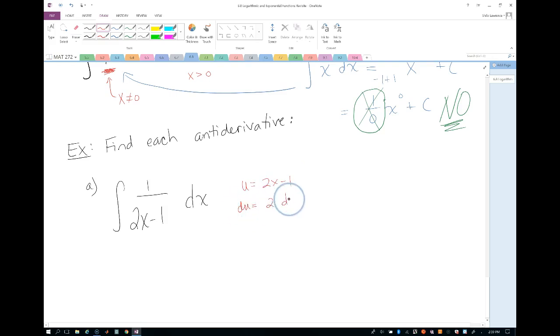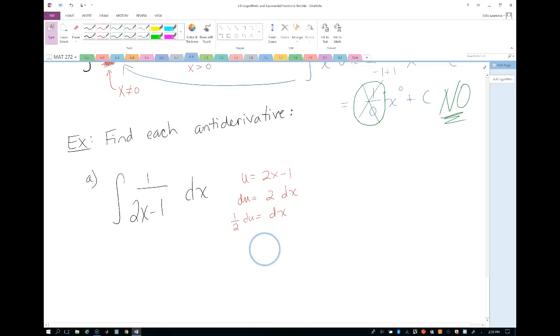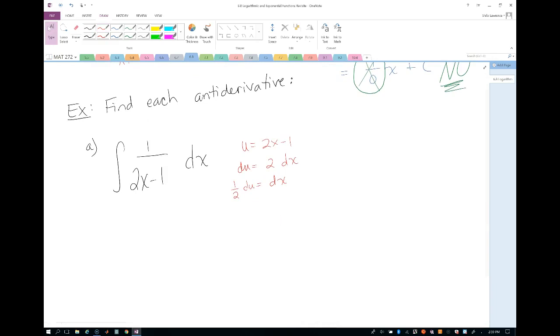Take the derivative for both sides of the equation. We get du is equal to 2 dx. And I don't have another 2 in this integral to get rid of, so I'll go ahead and just divide that 2 over, and that's going to put an extra 1/2 into my integrand when I perform this substitution. So this integral turns into the integral of 1 over u times 1/2 du.